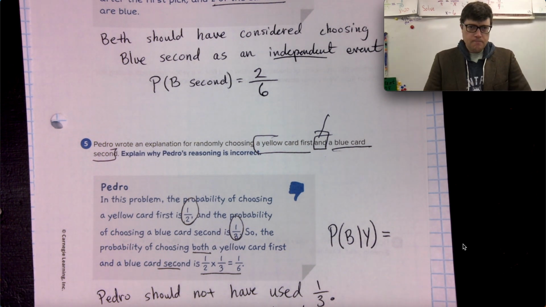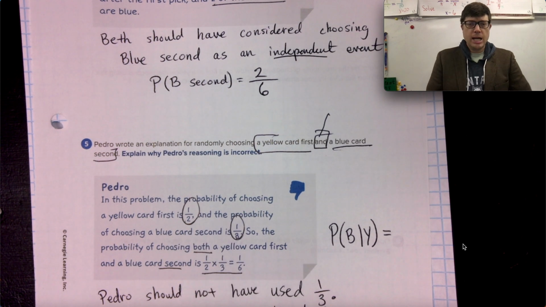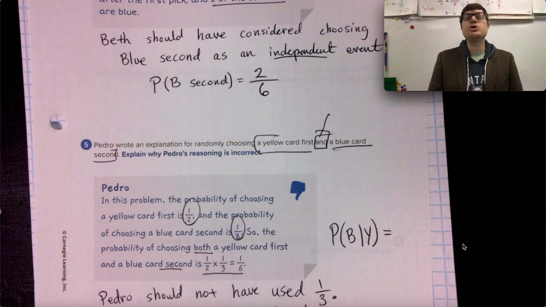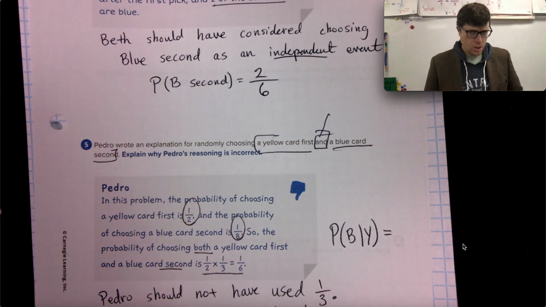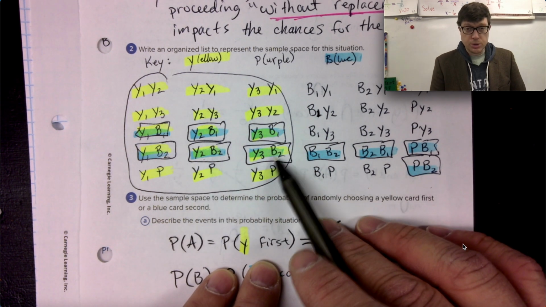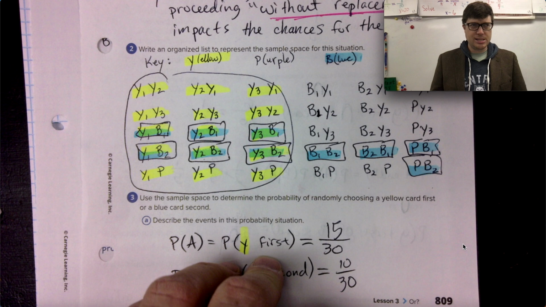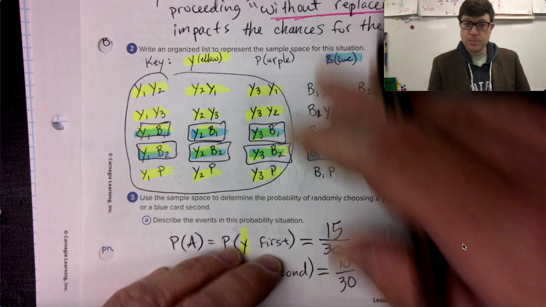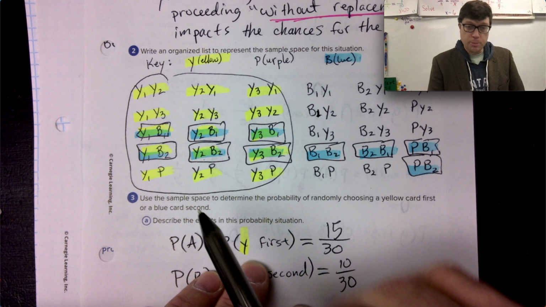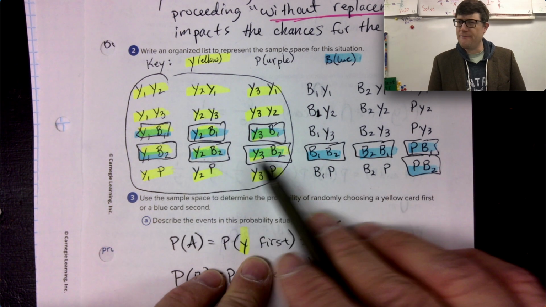Here it goes. In this problem, the probability of choosing a yellow card first is 1/2. And the probability of choosing a blue card second is 1/3. So the probability of choosing both a yellow and a blue card is 1/2 times 1/3, which is 1/6. If you scale up 1/6, these are the cards that are yellow first, blue second. 1/6 is 5 out of 30. So 30 things here, only 5 of them should be highlighted, both blue and yellow. But there are, in fact, 6.